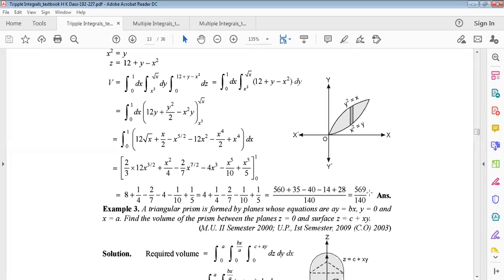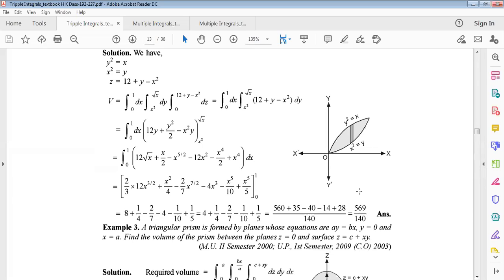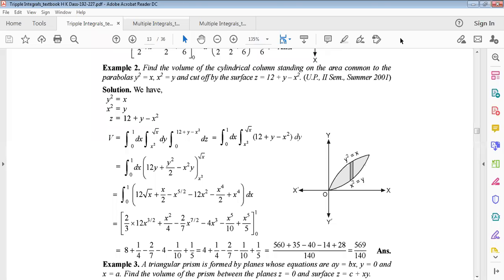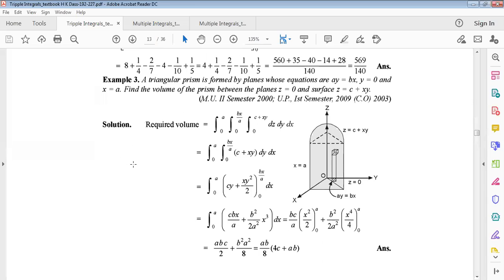Try it at home and practice, and match the result whether it is true or not. You must verify. Clear? Okay, next, example 3.